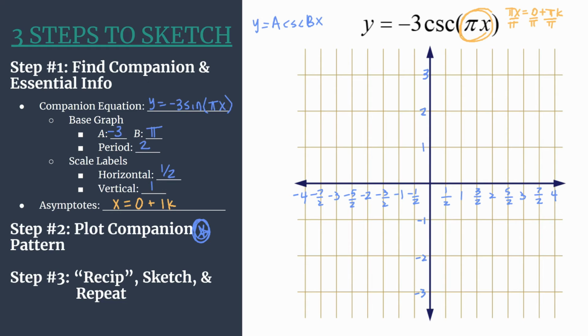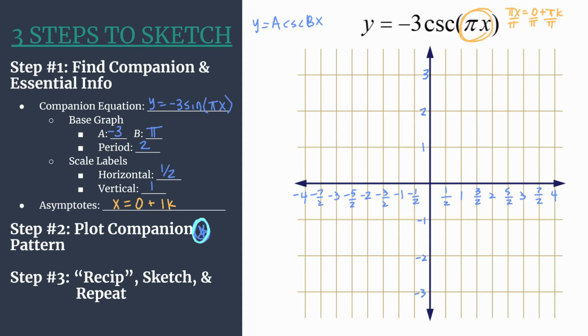Okay, so now we've done a lot of analysis and organization to make the next two steps really easy. So step 2, we're going to plot the companion pattern. And we see this star here that reminds us that we're using the reflected sine pattern. So starting at the origin for the base pattern, we know that we'll go from an x-intercept at the origin to a minimum, to another x-intercept, to a maximum, and then we'll repeat.